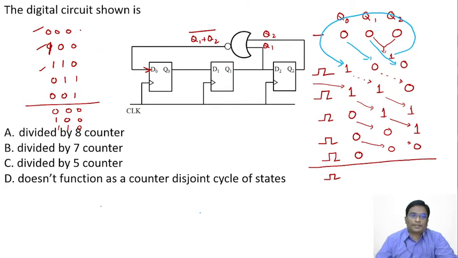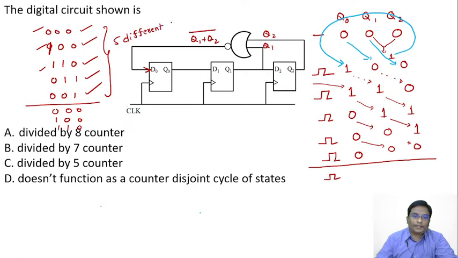How many different states are there? This is one different state, one different state, one different. 5 different states are there. Therefore, it's a modified counter, or divide by 5 counter. C is the right answer.